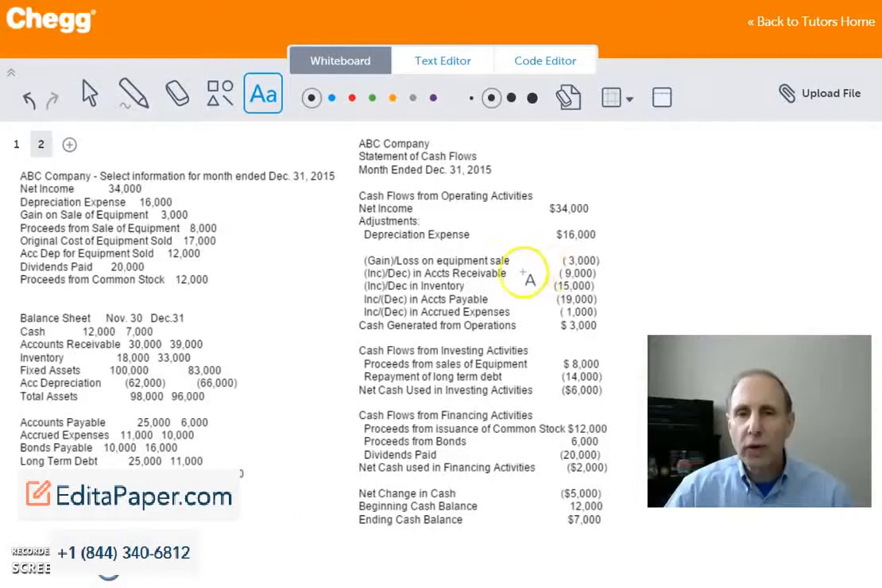So for accounts receivable, if we go to the balance sheet, we see that at the end of November, the balance was $30,000. At the end of December, it was $39,000. It increased by $9,000, which is a use of cash. The same analysis would be done for inventory. In this case, inventory for the month ended November was $18,000. And for the month of December, the ending balance was $33,000. A change of $15,000 increase, another use of cash. Now for liabilities, it's the opposite.